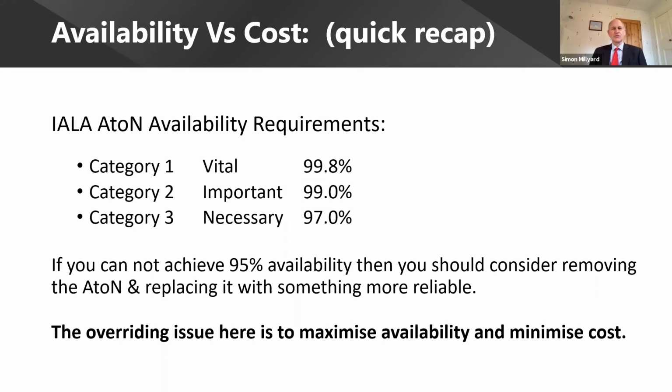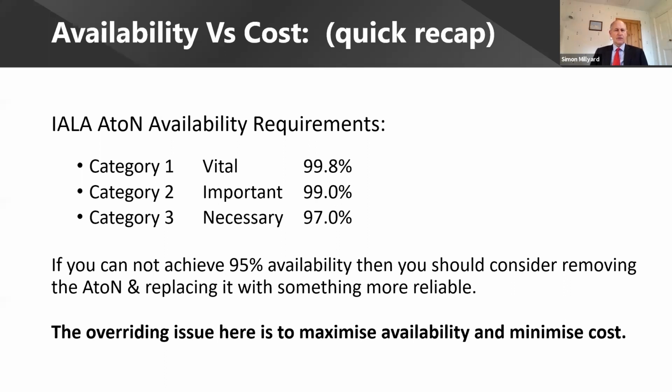Just a quick recap as to why we're here. Why are we talking about asset management? It's regarding the AtoN availability requirements set out in IALA. And we have the 3 categories: vital, important, and necessary. You will probably be familiar with this, but that's what we're trying to achieve. But of course, it all comes at a price. If we want 99.8% availability, then we have to design and maintain to support that. And if we are content with category 3, then that is less onerous.